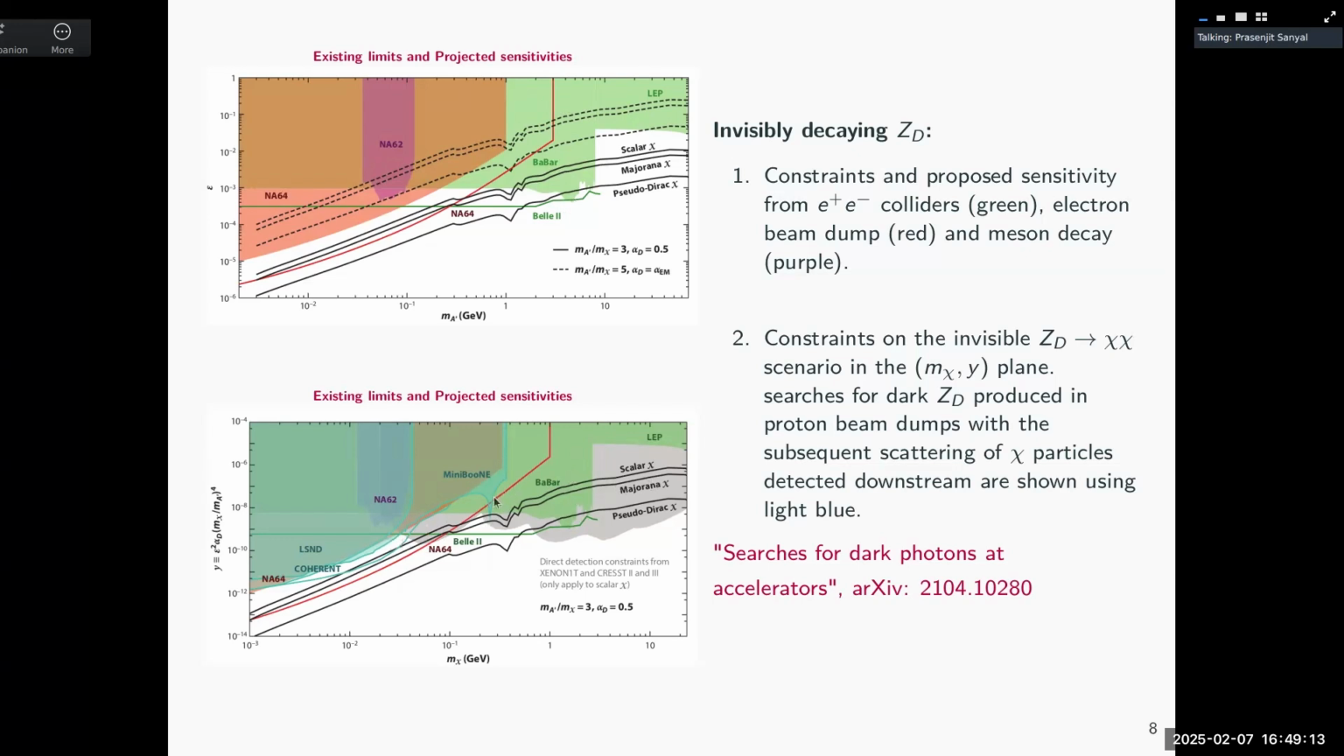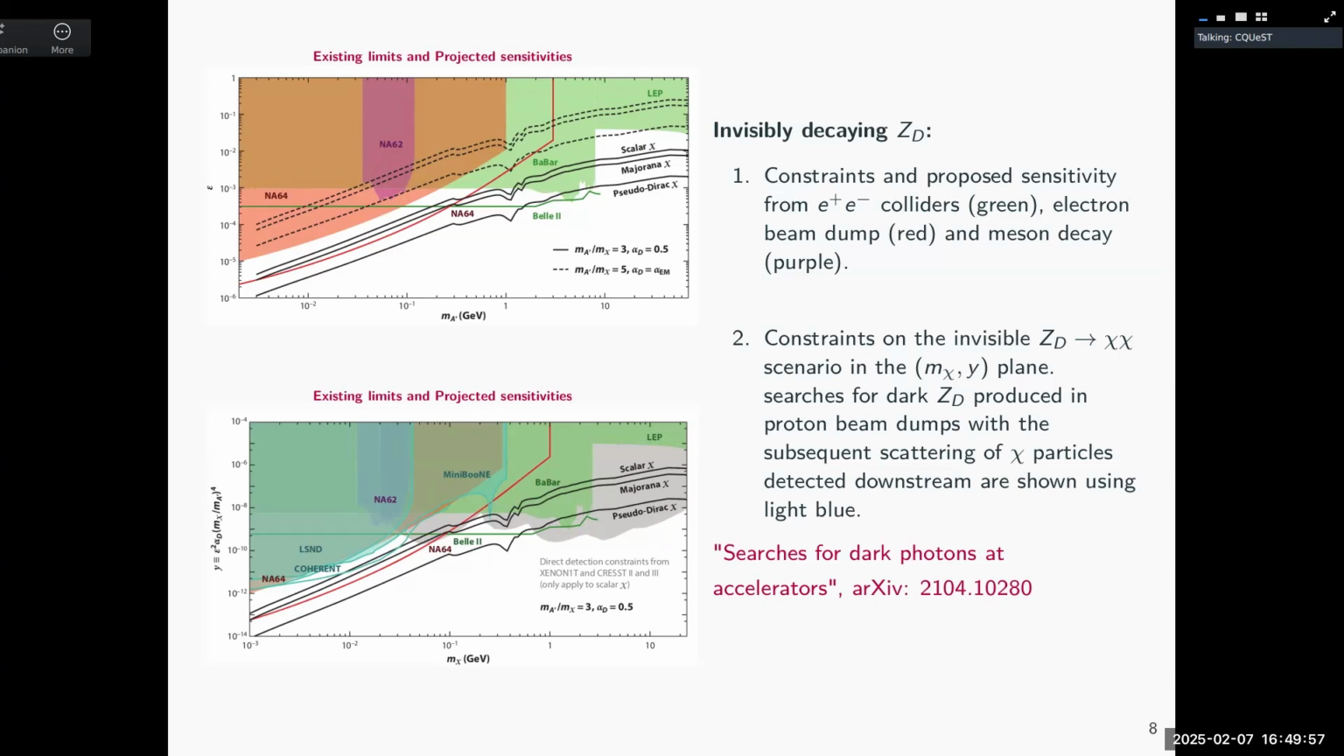So as we can see, the current exclusions and the projected sensitivity can really rule out the thermal targets, and this shaded gray region is actually the direct detection constraints on the scalar dark matter. Sorry, when you say thermal target, you mean the parameter space that corresponds to the correct relic abundance? Yes. So along this line, we can have the correct relic abundance, and above this, the relic abundance is just below the observed relic density.